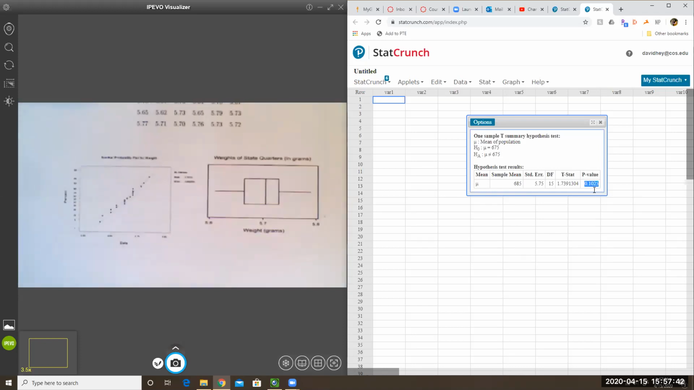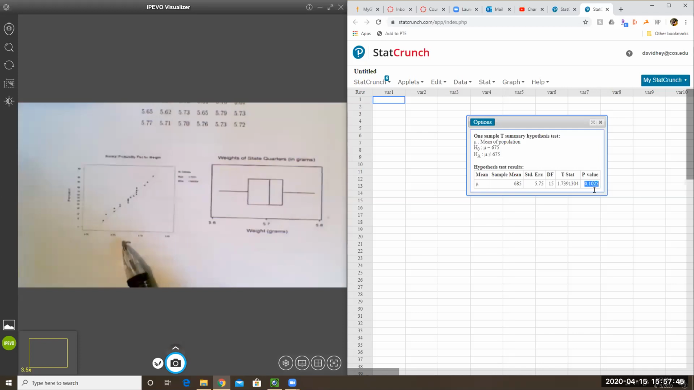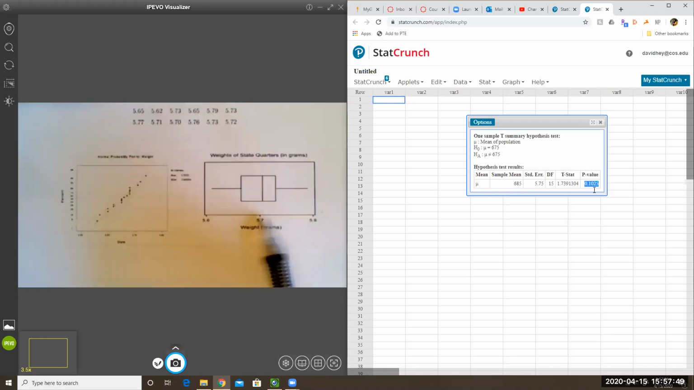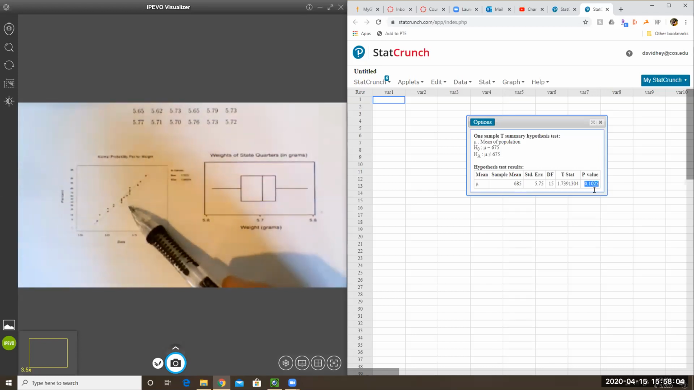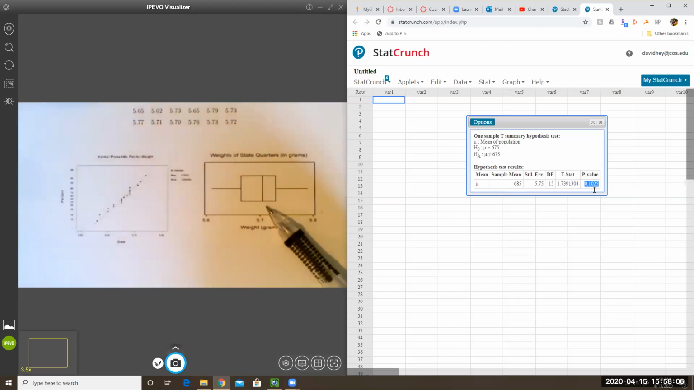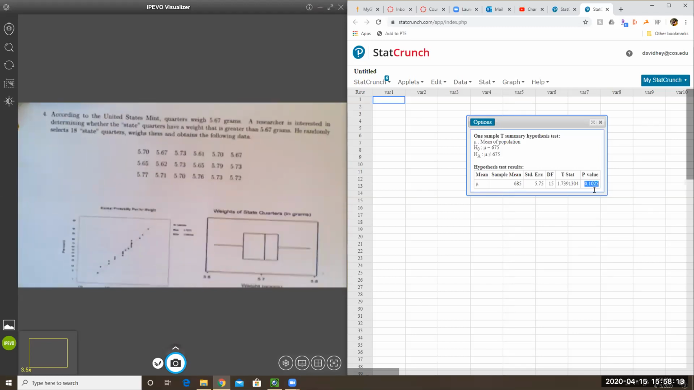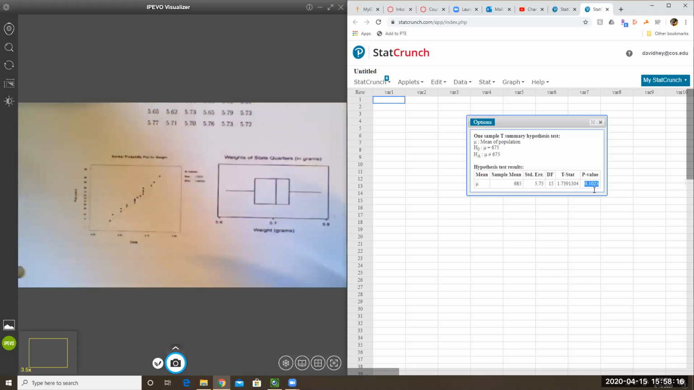In addition to that, we're given this normal probability plot and this box plot. The reason they might give you this is to help you determine whether or not the data comes from a population that's normally distributed. What you're looking for is you need the dots to all be pretty close to the line. In this case, they are. And you need for there to not be any outliers. And in this case, there are not. So the conditions are met. Okay. So let's run the test.